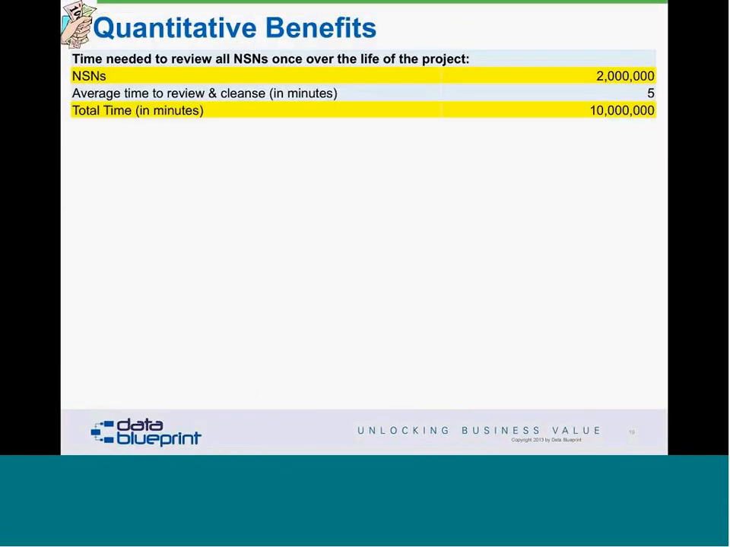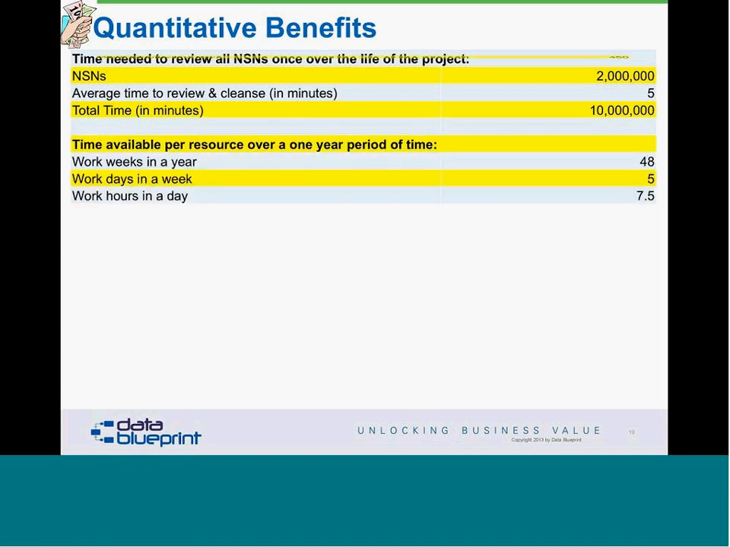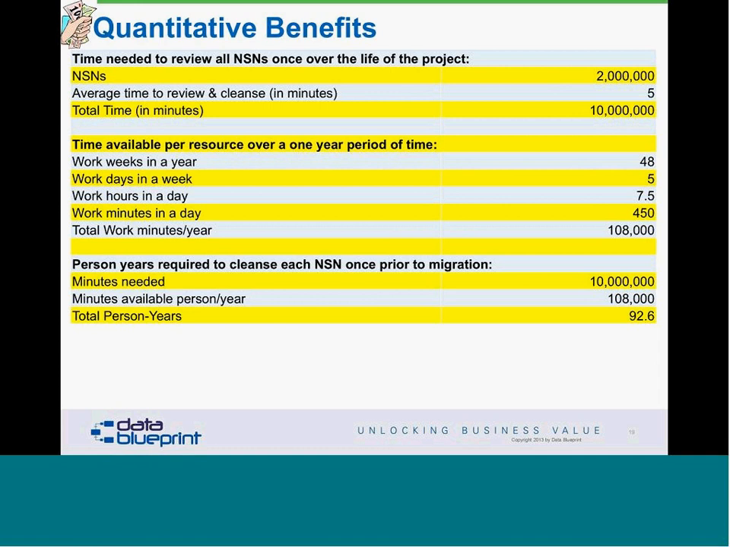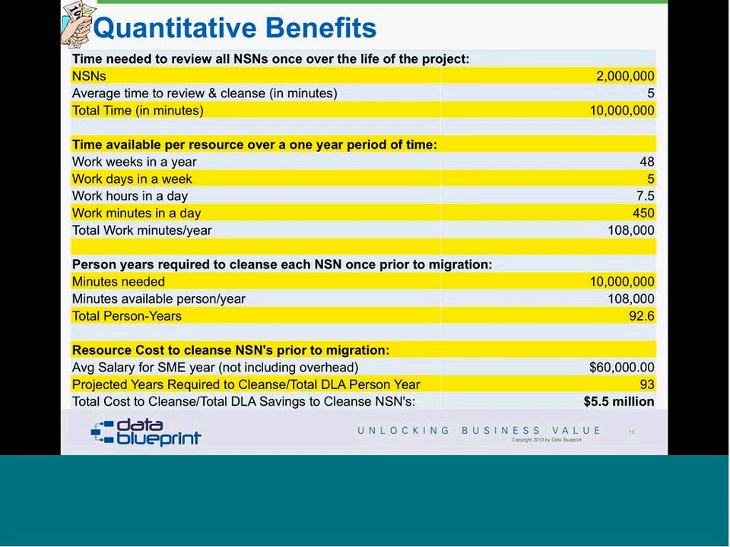Now look at this from a quantitative perspective. We took the chain NSNs and added 5 minutes to cleanse and review them. We multiplied that times the number of work weeks in a year and the weeks in a day, all the rest of the things that we put in there. And the average salary for a SME on this, and that's where we got our $5 million in savings. The person years, a little above that, the fifth or sixth line from the bottom, is 92.6 person years on this.